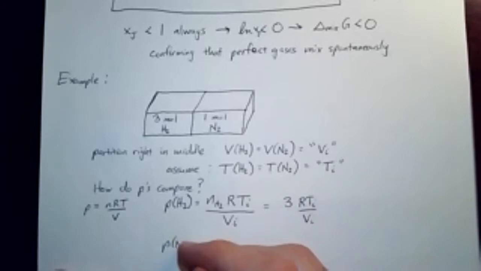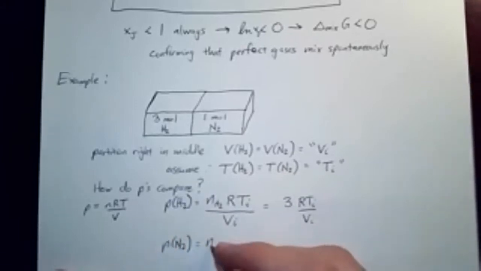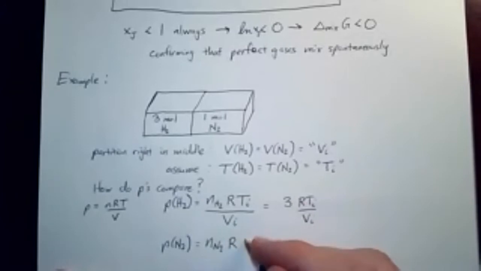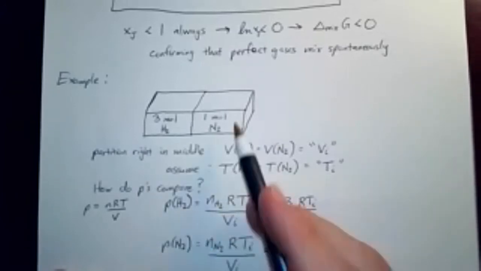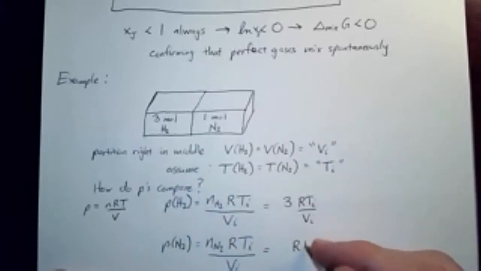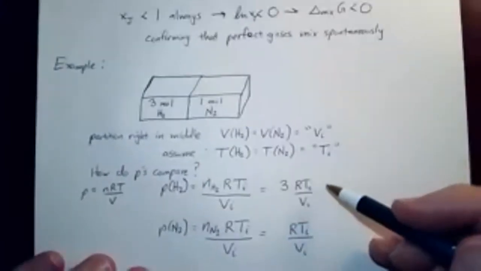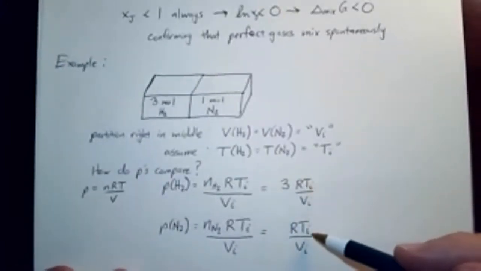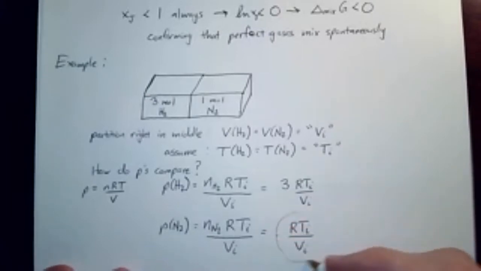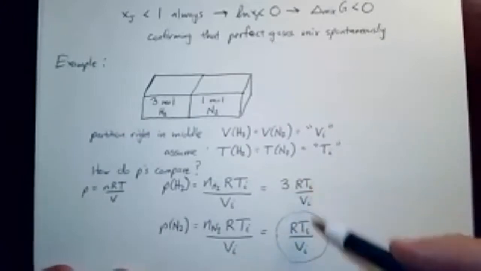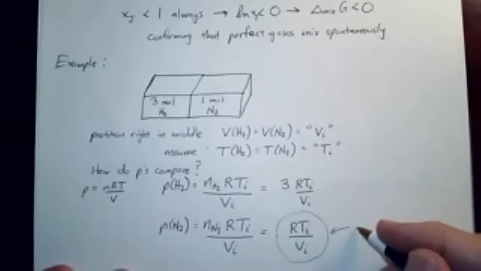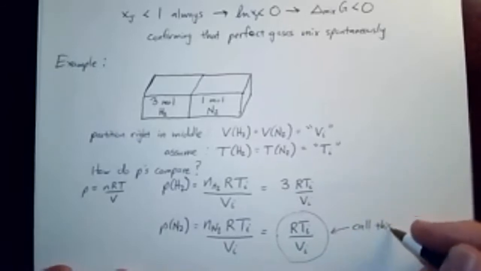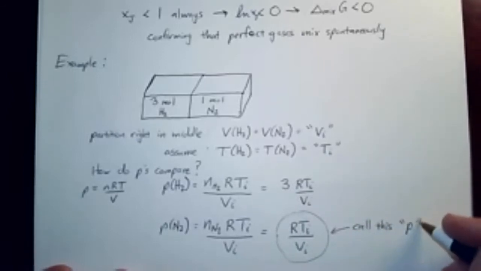The pressure of the N2 gas: number of moles, R, has the same temperature, same volume, and the number of moles of N2 is 1. So it's going to be just RTi over Vi. And so as expected, H2 has 3 times the pressure of the N2. And this quantity right here, RTi over Vi, you see it appears twice. So I'm going to call this just P.